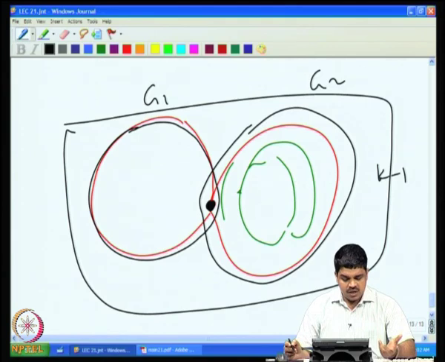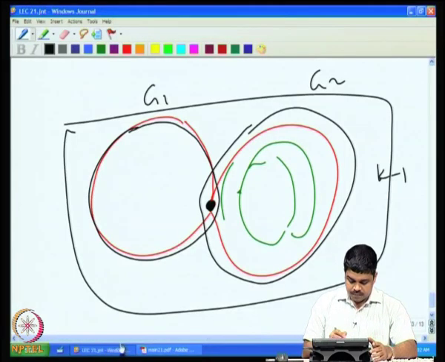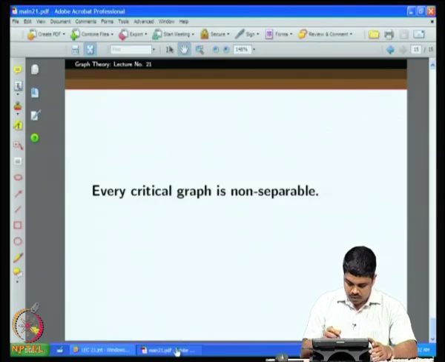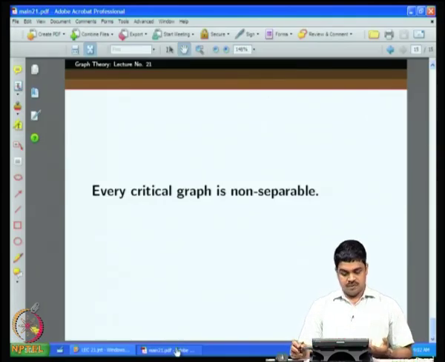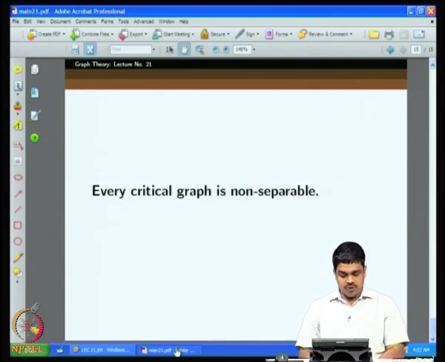Essentially, a k critical graph cannot have connectivity less than 2. It has to be 2 connected. So this is about critical graphs.